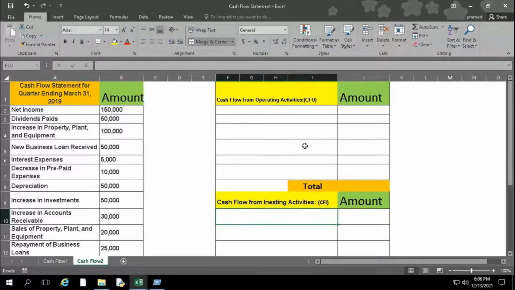Depreciation, sir, we have to take in financing activities? No, no, operating, CFO. We have to minus or add that, sir? Add, since it is a non-cash expense. Increase in investment, minus.